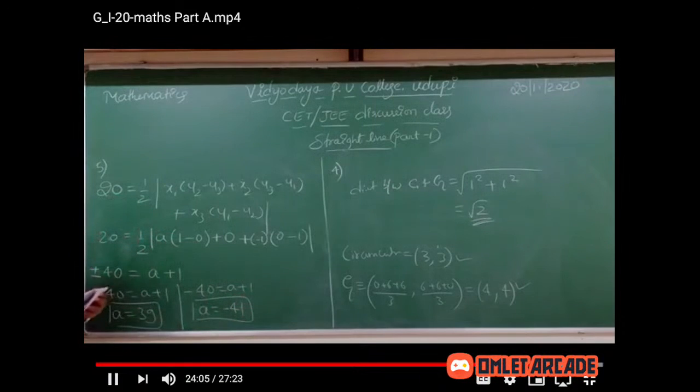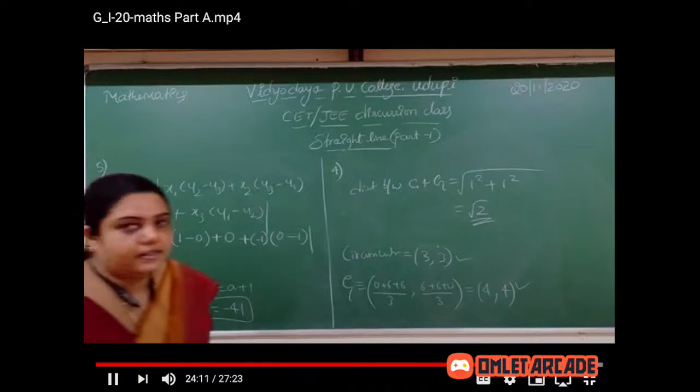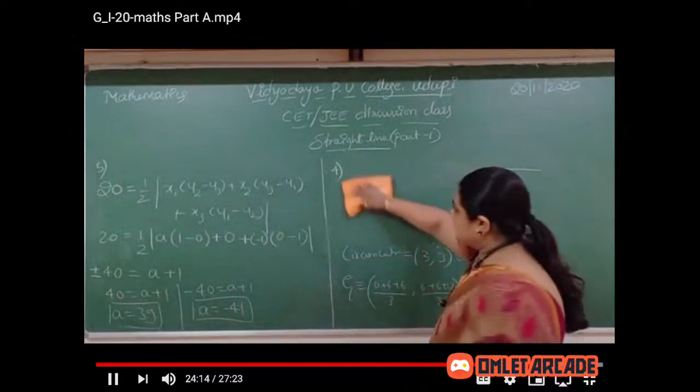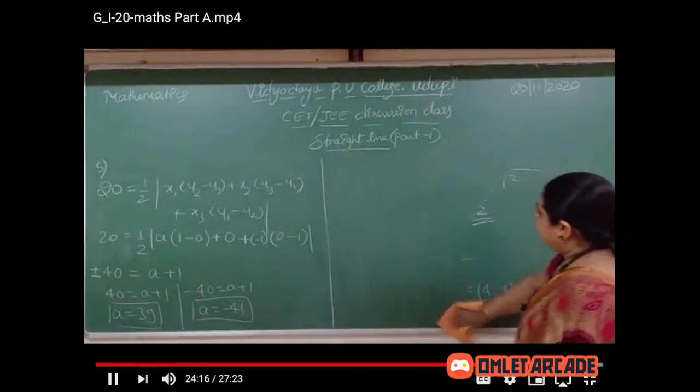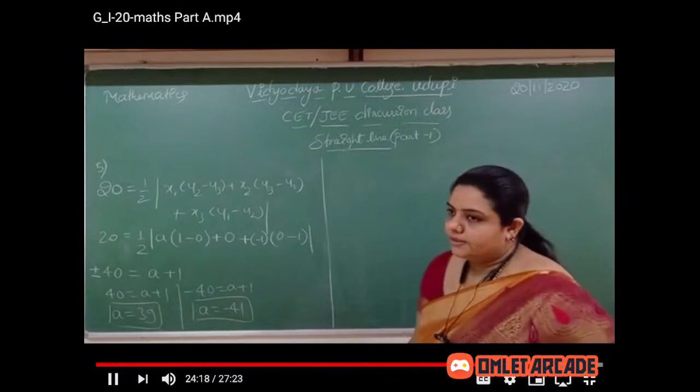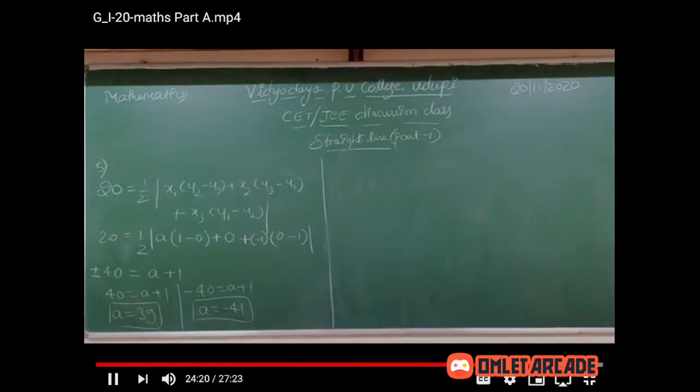See which is the option given here? 39. One of the a coordinate 39 is given, so option C is the right answer, isn't it? Option C is the right answer. So very simple, area is given, you need to find coordinate. One of the coordinate you need to find.